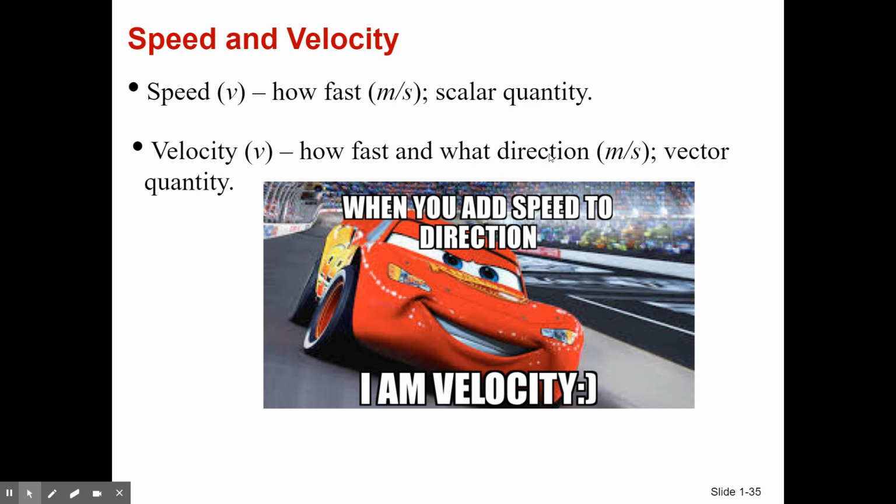So if you're going 55 miles an hour, that is your speed. But if I say 55 miles an hour north, then that is my direction, and therefore, that would be my velocity. Okay, so when you add a direction, then that becomes velocity.